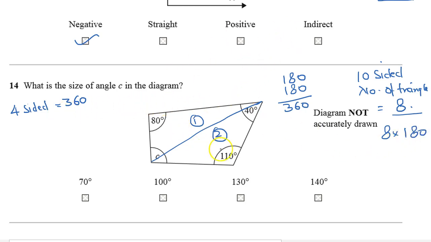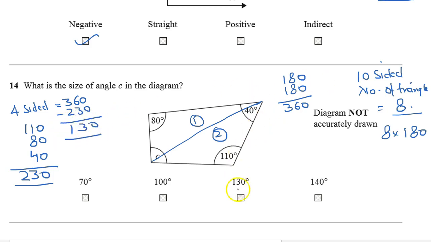So we have 110, 80, 40, 110 plus 80 plus 40, that is 230, minus 230, so that is 130 degree. So that is the value of angle C.